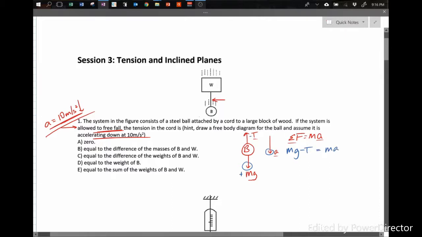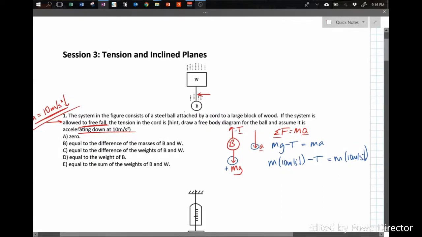So we'll plug in the numbers that we know. We don't know the masses, so we have mg, with g being 10 meters per second squared down, minus T is equal to m times 10 meters per second squared down, because we're in free fall. If we look at that, this term and this term are the same. The only way that this mathematically works out is if the tension is equal to 0.